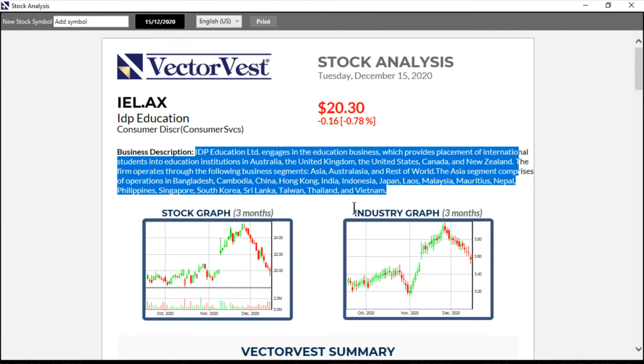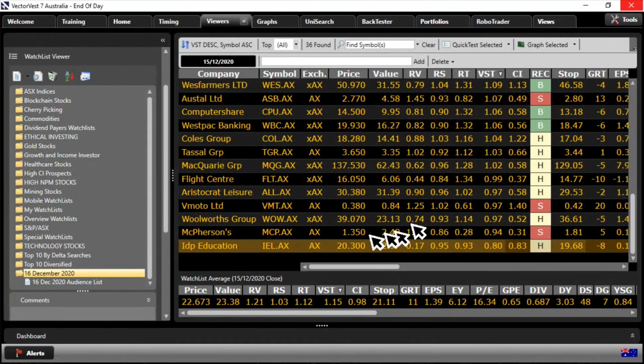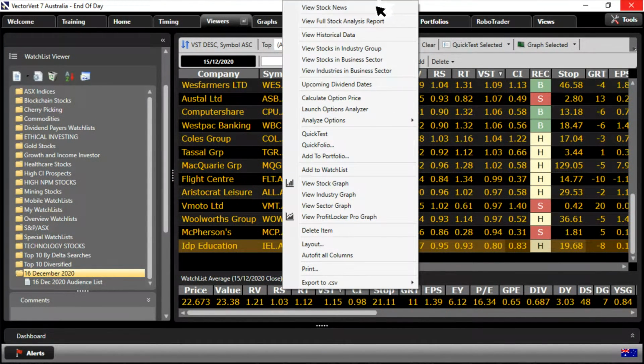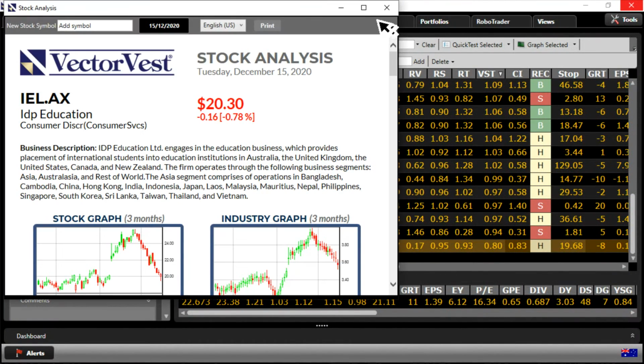All right, so it's right up there along with housing, of course, like in many countries around the world, highly dependent on the housing market success. All right, education's a key prong in Australia's GDP. It's been hit a bit this year because of the restrictions in international travel. So nonetheless, right click, view full stock analysis report.